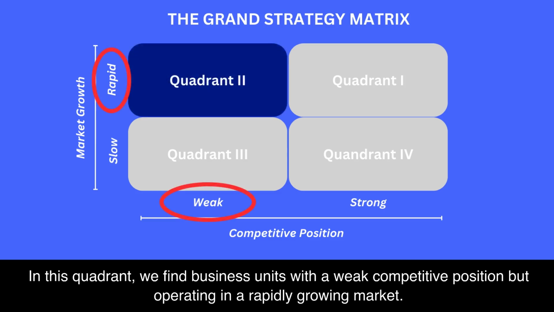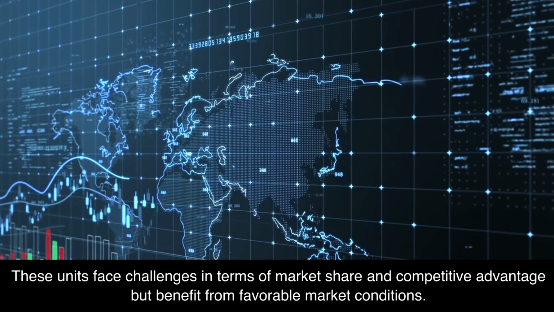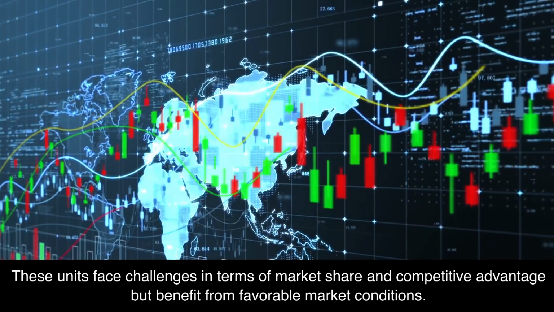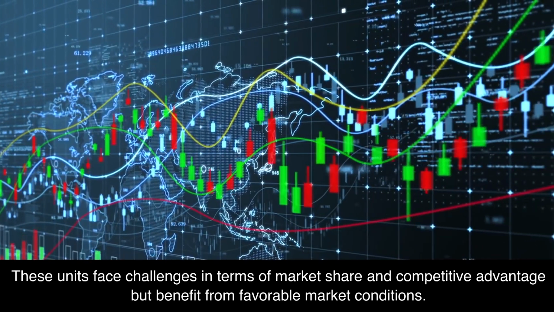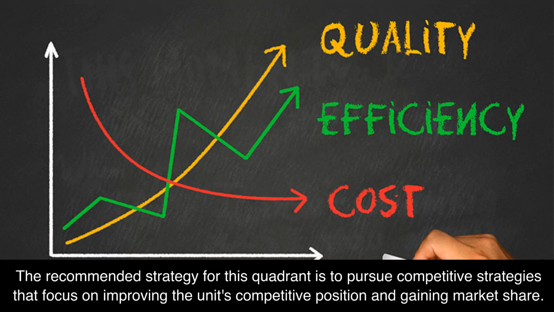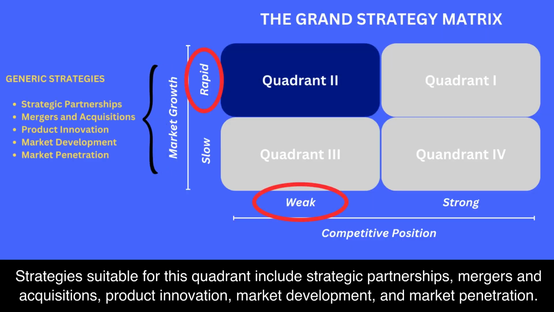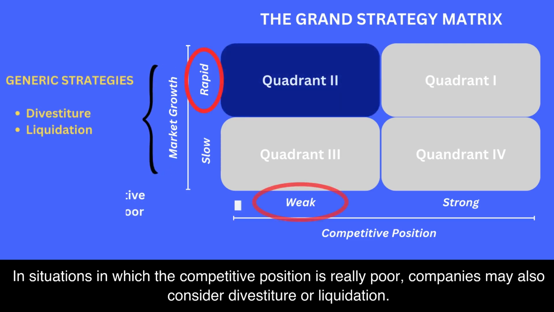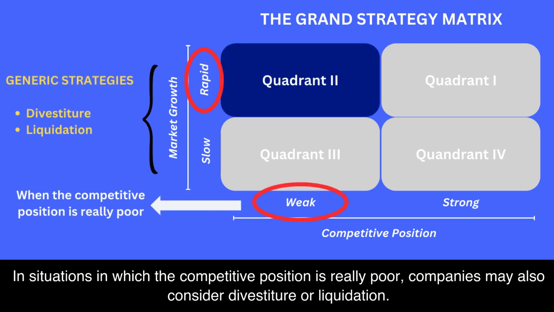In this quadrant, we find business units with a weak competitive position but operating in a rapidly growing market. These units face challenges in terms of market share and competitive advantage but benefit from favorable market conditions. The recommended strategy for this quadrant is to pursue competitive strategies that focus on improving the unit's competitive position and gaining market share. Strategies suitable for this quadrant include strategic partnerships, mergers and acquisitions, product innovation, market development, and market penetration. In situations in which the competitive position is really poor, companies may also consider divestiture or liquidation.